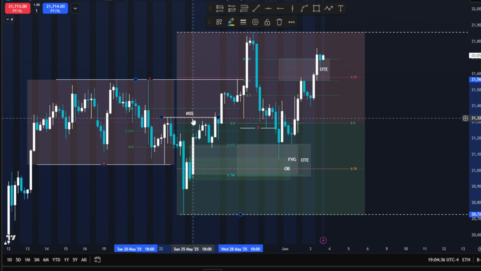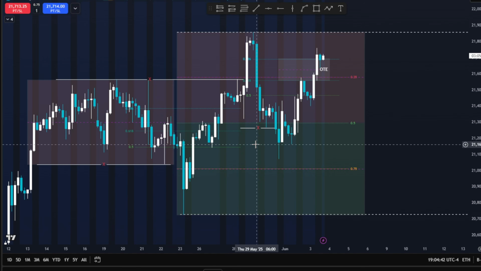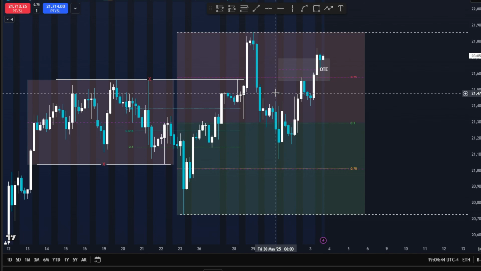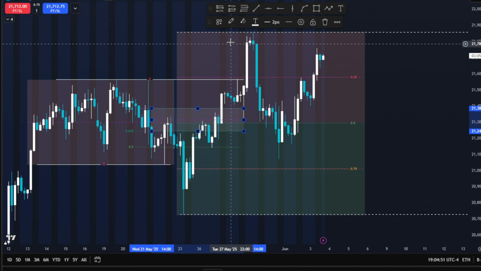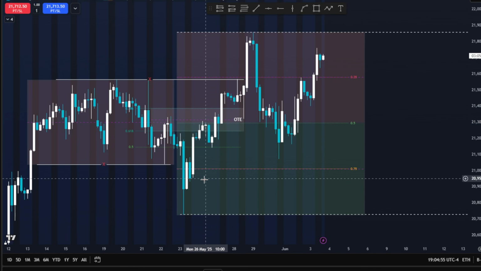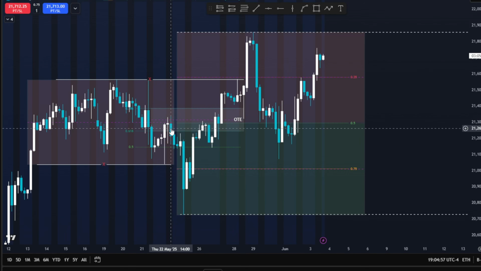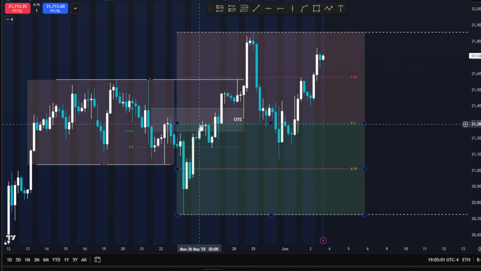So let me clear this out a little bit. So here it is, so you can see better. Okay, so you can see using this as my OTE. So this is using this high and this low, right? Once you see price coming back down, swept this liquidity going up, it's respecting this OTE, great.